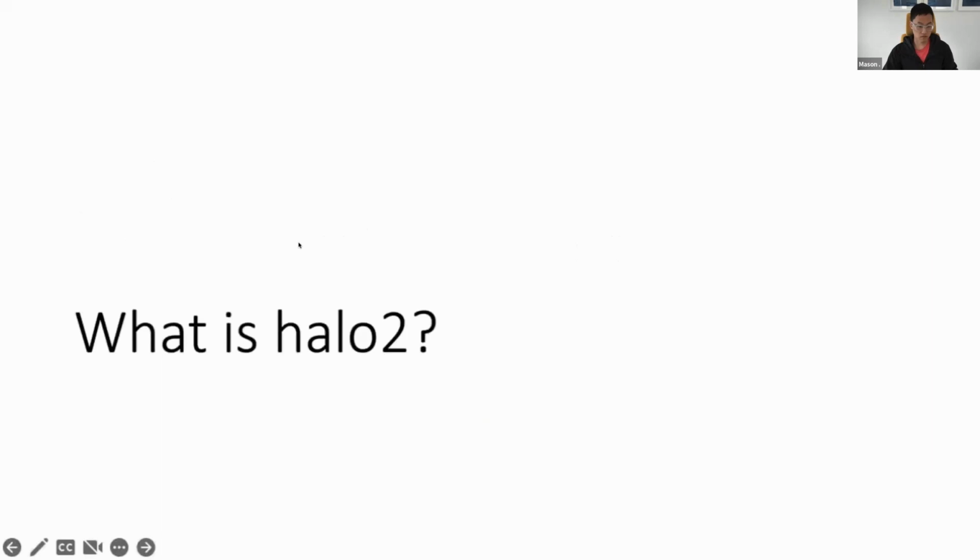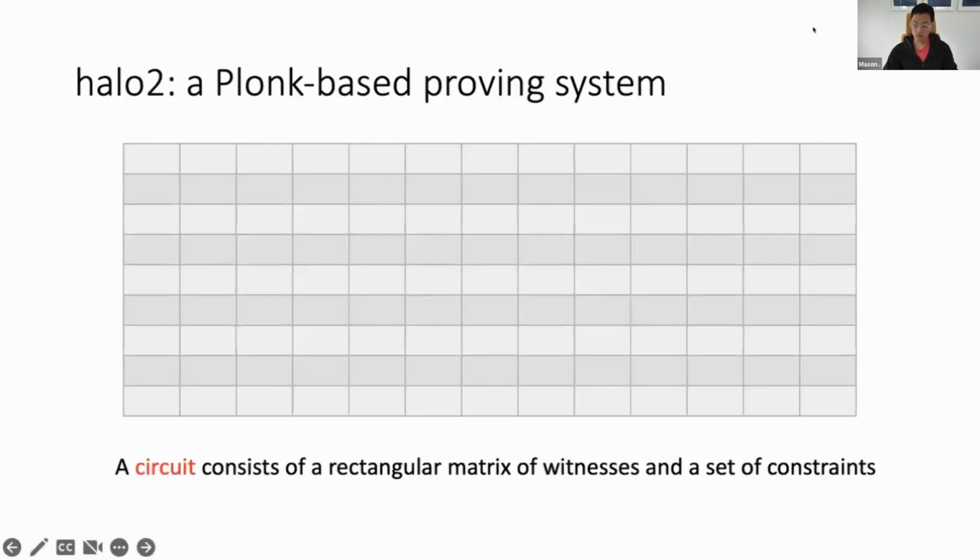Okay, so what is Halo2? So Halo2 is a Plonk-based proving system. And so what that means is, you basically have this circuit that consists of basically this giant rectangular matrix of witness elements, and a set of constraints that defines polynomial relationships between elements in this matrix.